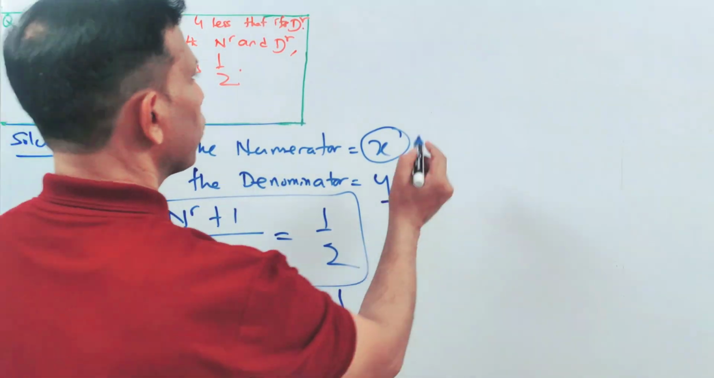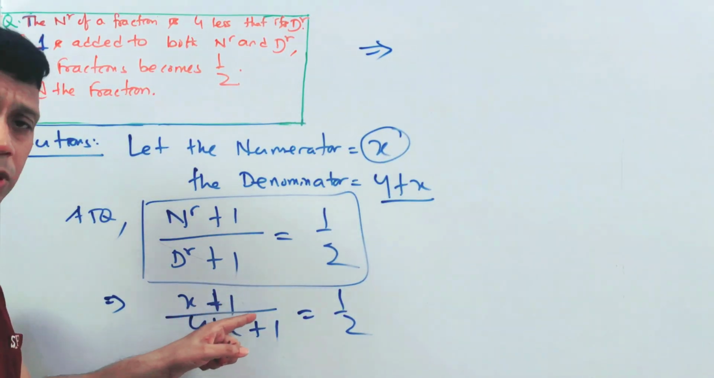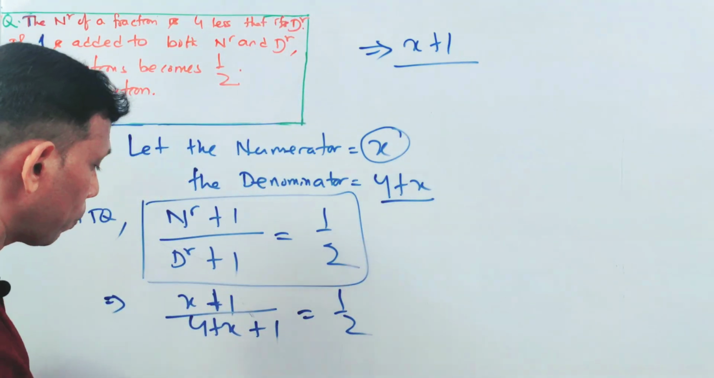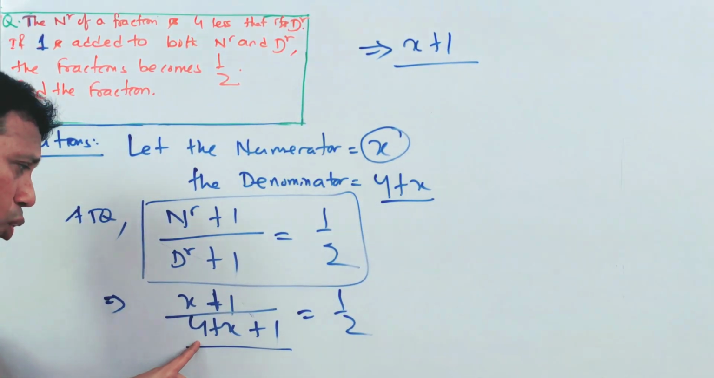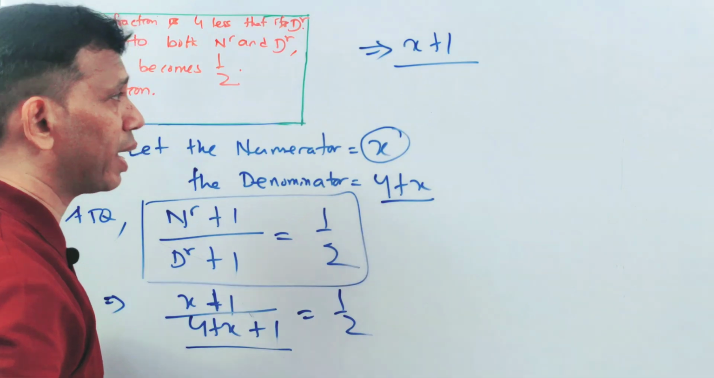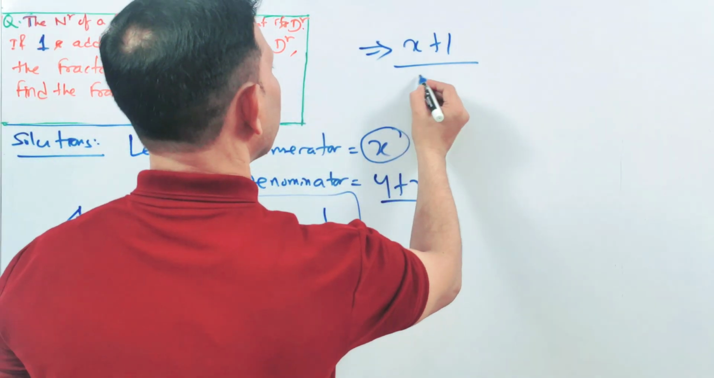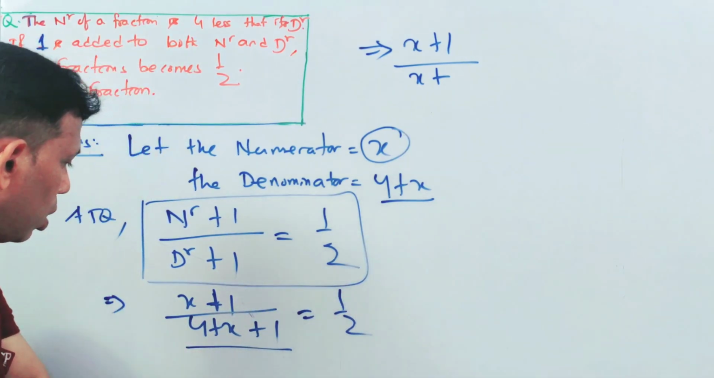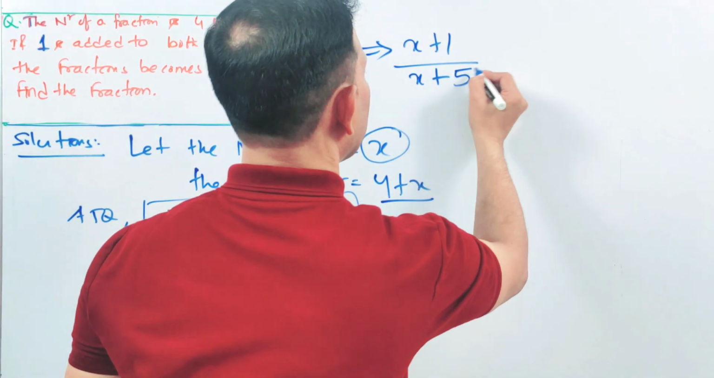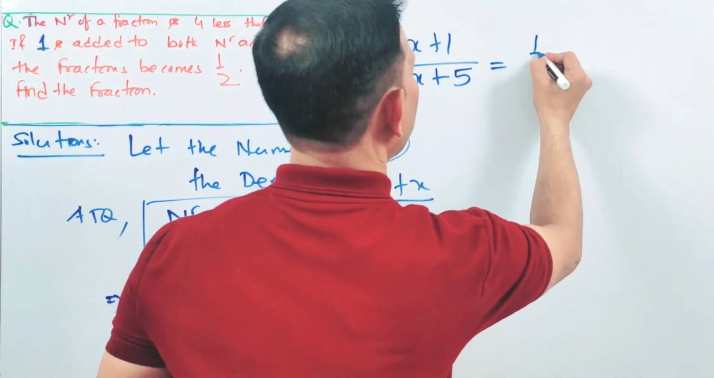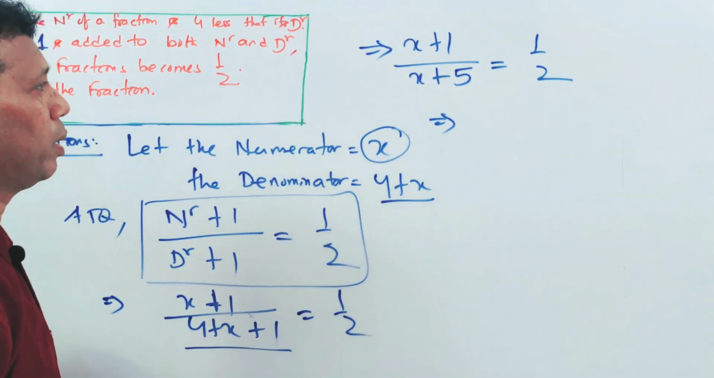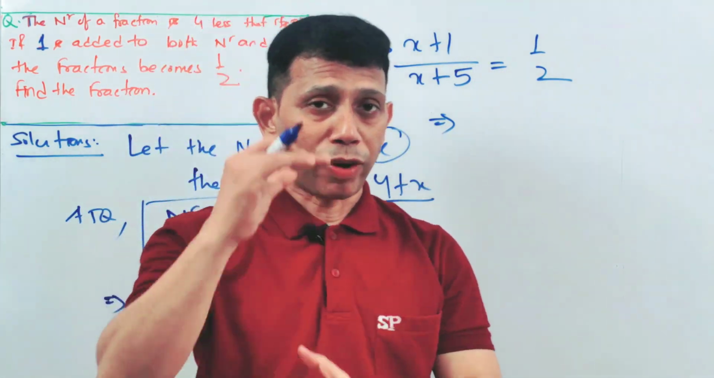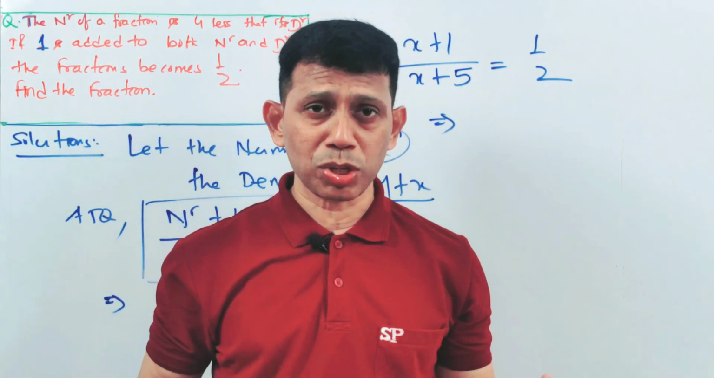Now I will solve this. x plus 1 further cannot be solved, so it stays x plus 1, divided by the denominator. You see 4 and 1 are numbers, so they can be added, and x is there, so we can't do anything with it. So 4 plus 1 is 5, is equal to 1 by 2. Now this is solved and this is solved. We have done the simplification of the fraction.